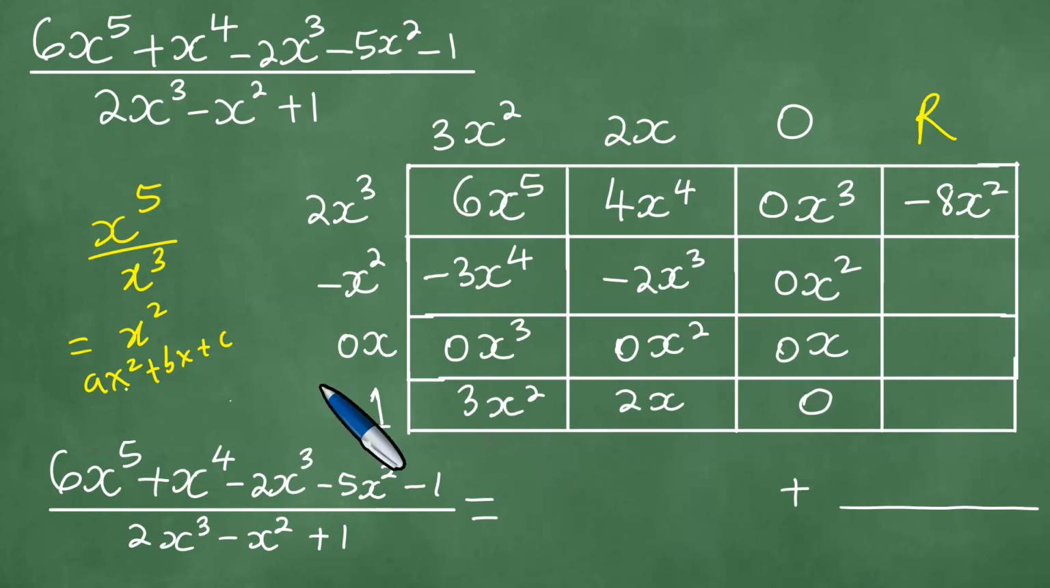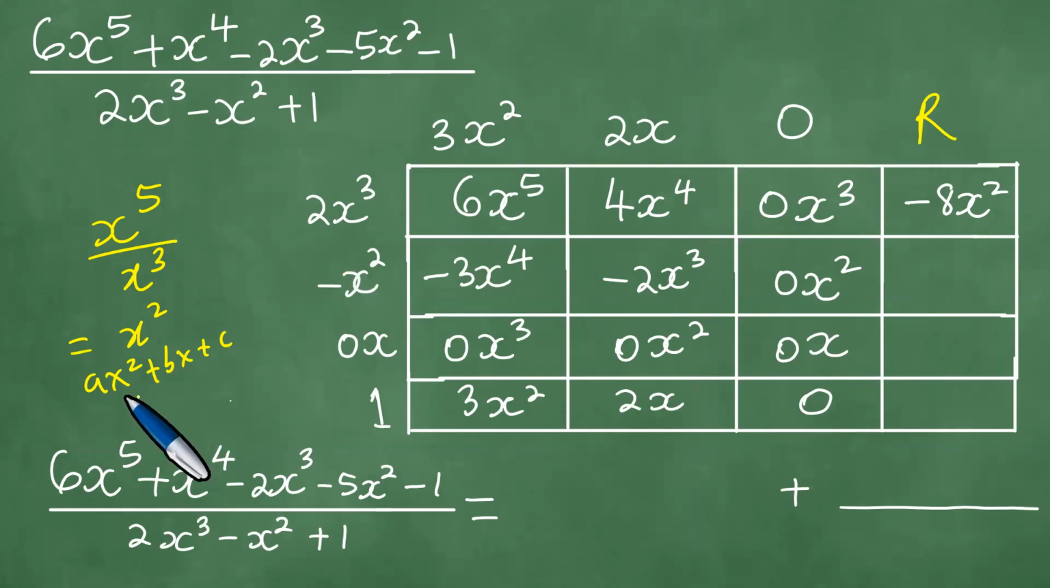So I was saying, if you divide x to the power 5 by x cubed in a polynomial, you subtract the exponents. 5 minus 3, you get 2. So it's x squared plus bx plus c: x squared, bx, and c. This describes the size of the box.